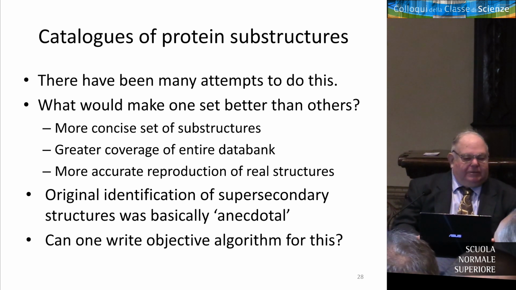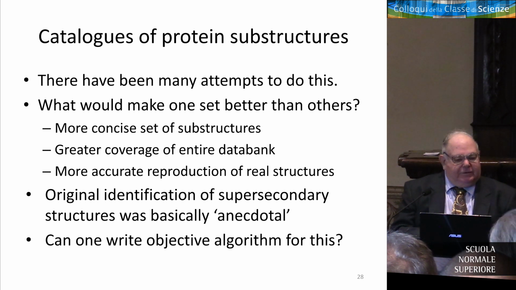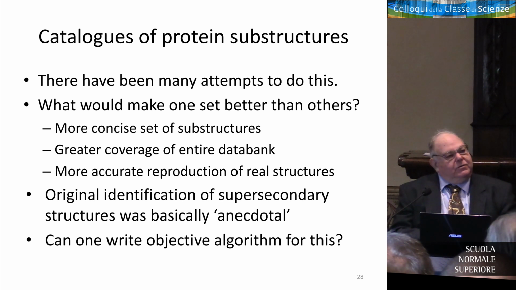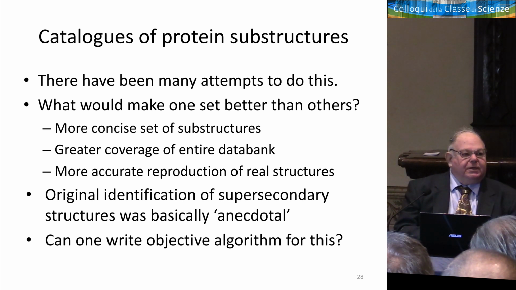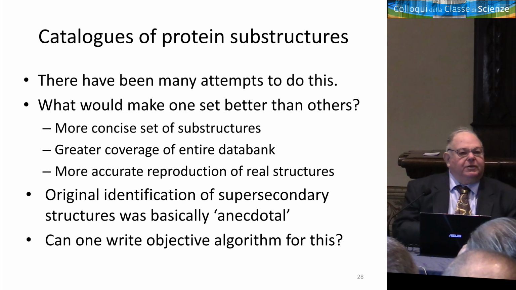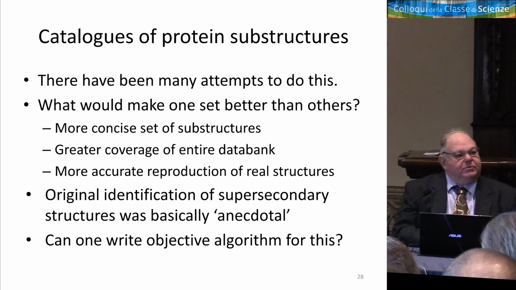There have been many attempts to do this, which accounts for our difficulty in getting the paper published. What would make one such set of substructures better than others? Well, you would have to ask how concise the set is. If I can give you 1,000 structures and you can give me 2,000 structures, then in principle, mine is more concise. Greater coverage. Can you really explain 100% of protein structure or 80% or what? And remember, the original identification of supersecondary structures was just anecdotal. People looking at pictures the way we've been looking at pictures and saying, oh, I see this, oh, I see that. Can you write an objective algorithm for that?